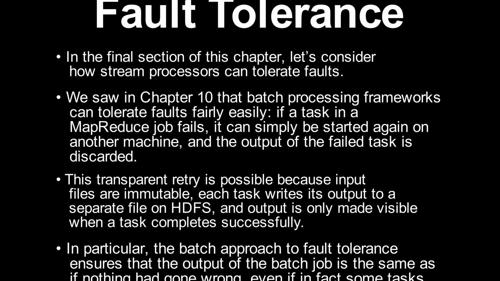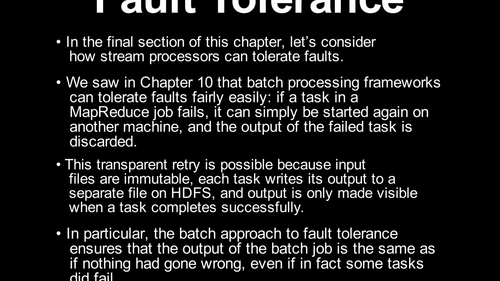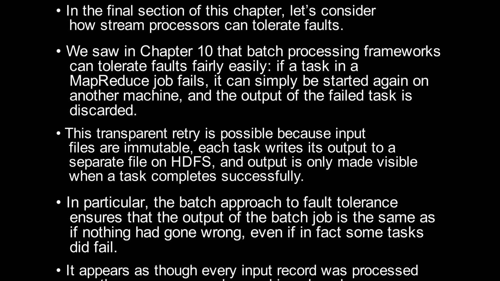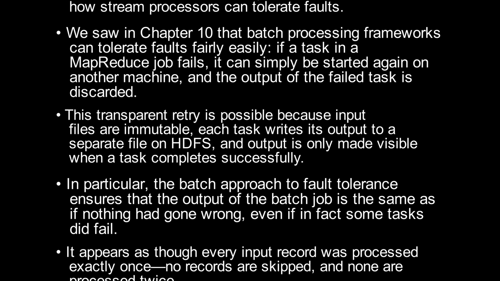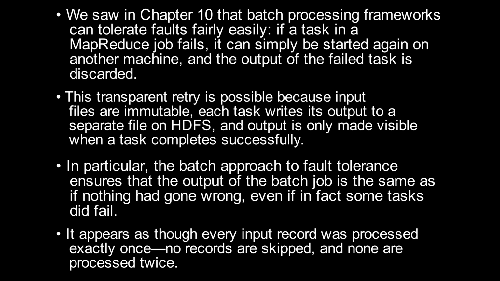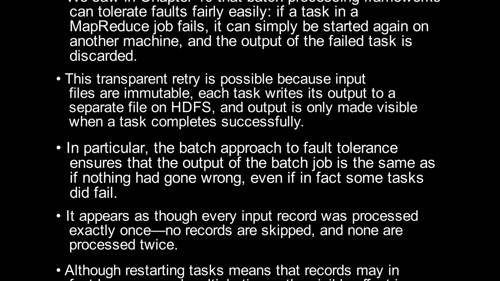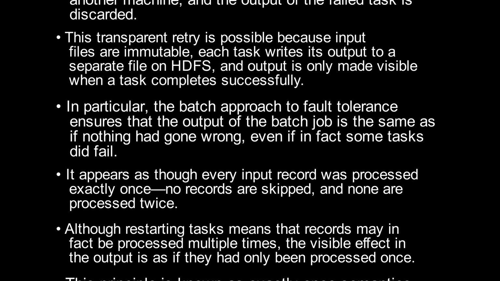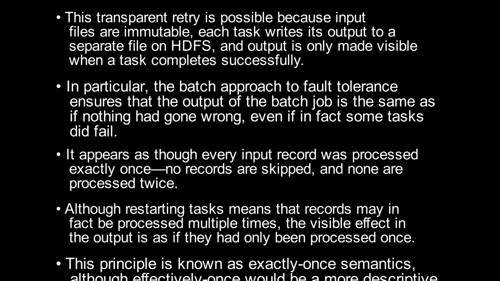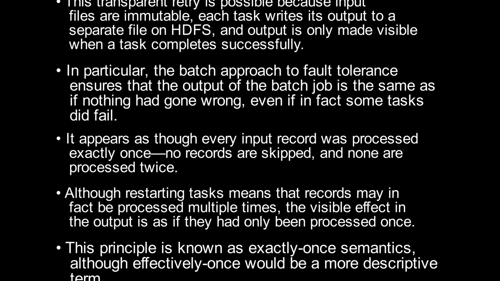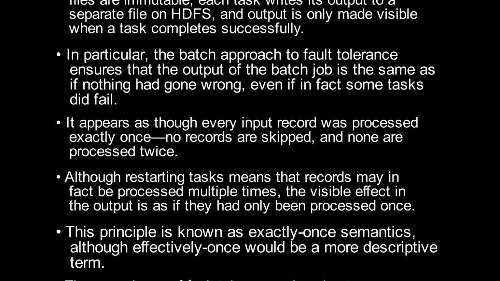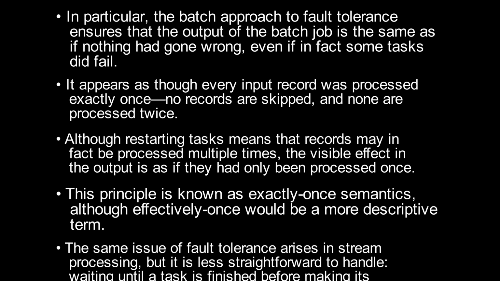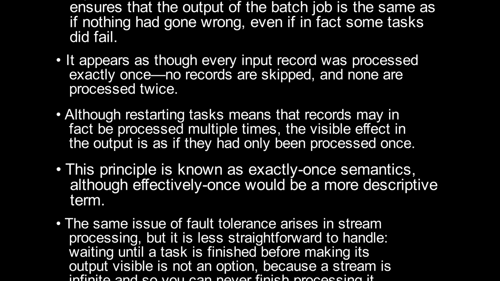Each task writes its output to a separate file on HDFS, and output is only made visible when a task completes successfully. In particular, the batch approach to fault tolerance ensures that the output of the batch job is the same as if nothing had gone wrong, even if in fact some tasks did fail. It appears as though every input record was processed exactly once: no records are skipped, and none are processed twice. Although restarting tasks means that records may in fact be processed multiple times, the visible effect in the output is as if they had only been processed once. This principle is known as exactly-once semantics, although effectively-once would be a more descriptive term.